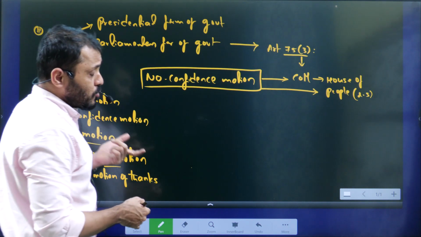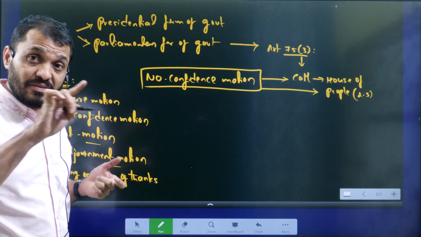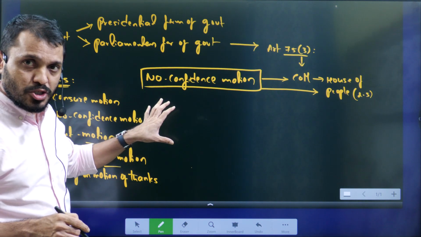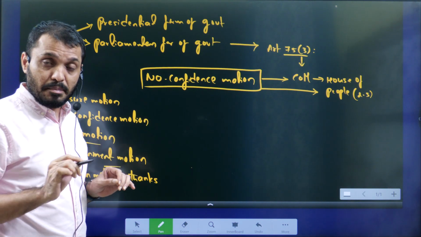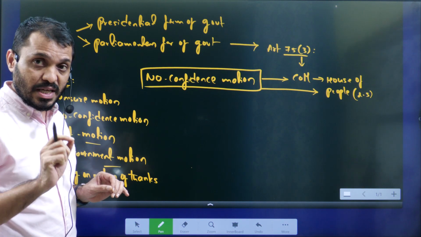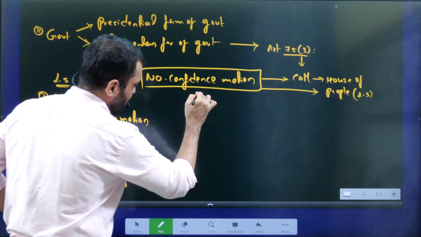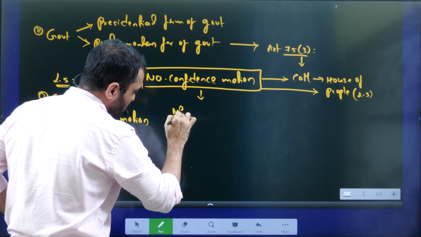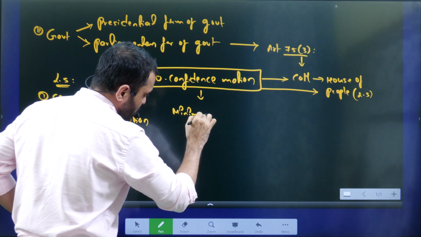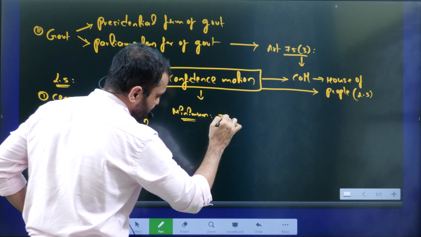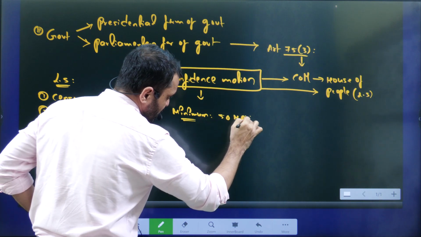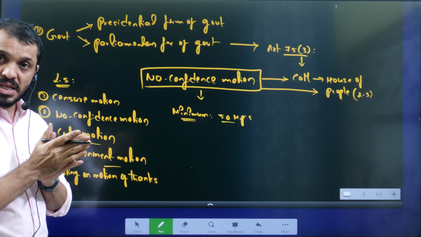And what is the procedure required for no confidence motion? Previously, to introduce a no confidence motion, at least 30 Lok Sabha MPs had to sign on that. Now that number is 50. That means the minimum strength required to move the no confidence motion is at least 50 MPs, they have to sign.